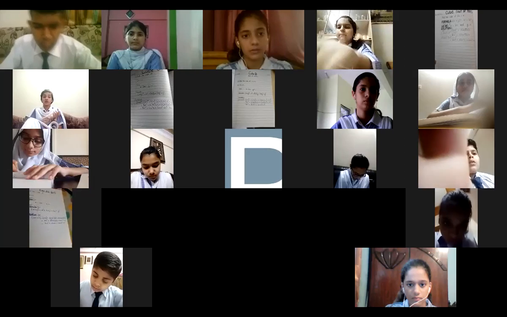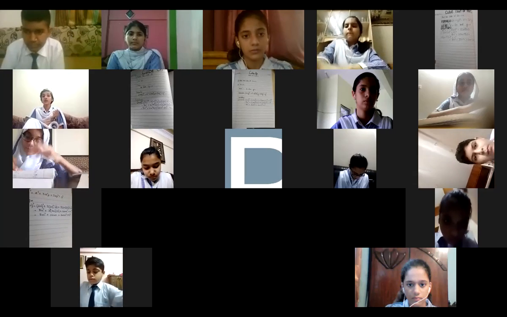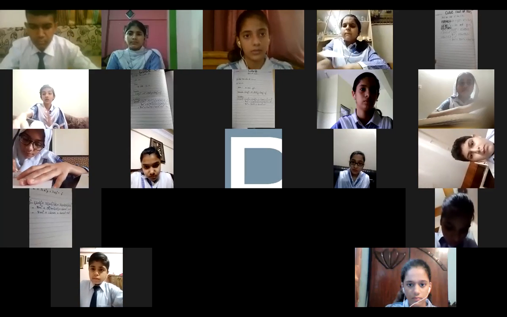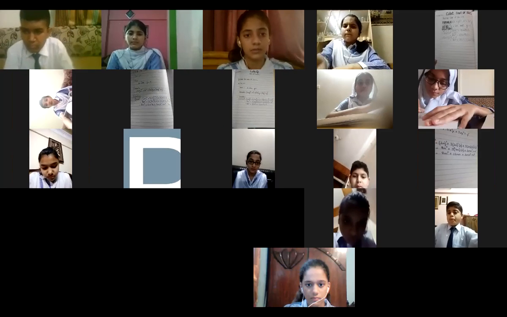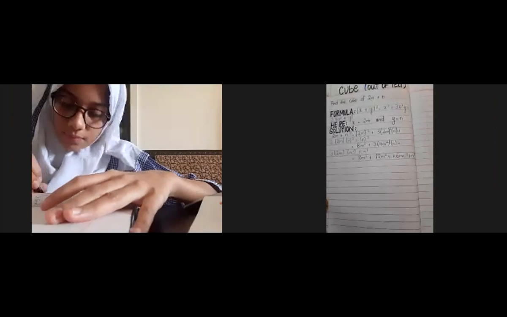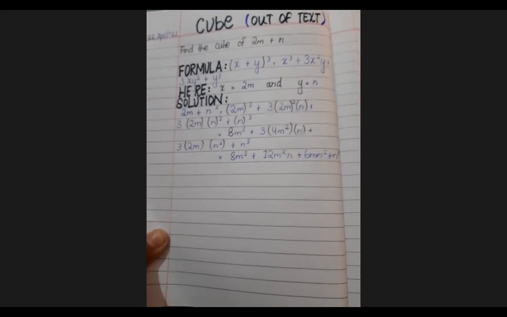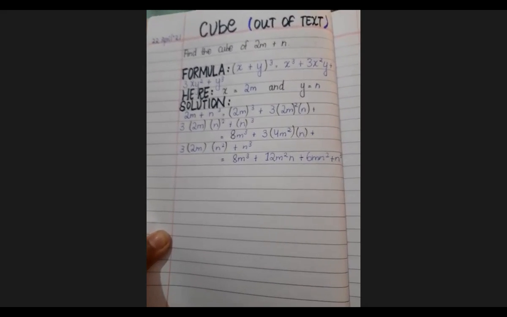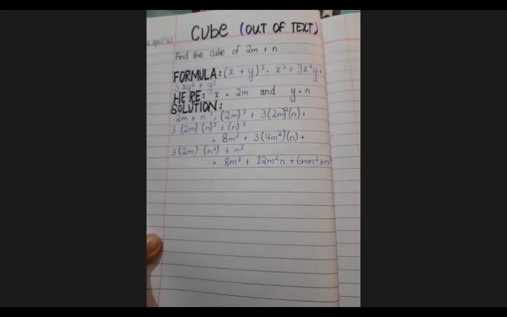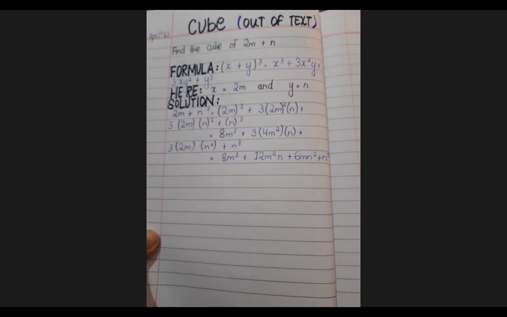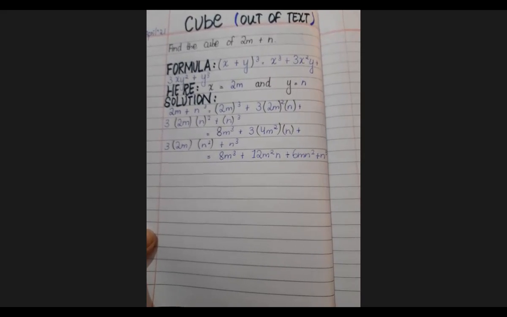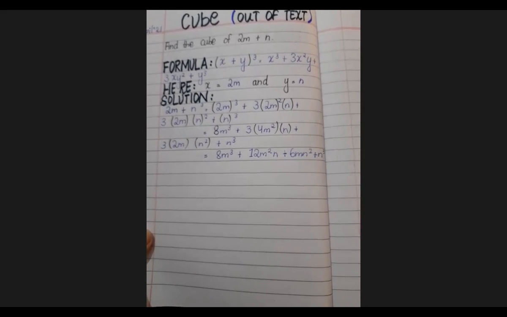Hania, step number one is. Miss, I'm showing you my video. You can see that. Okay. So here is Hania's. Okay. So here we can see the 3 steps are there. Very good. We get 8m cube plus 12m square n plus 6mn square plus n cube.